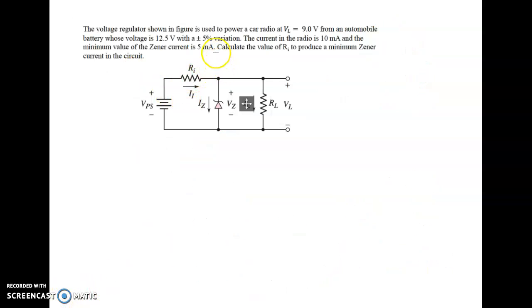Okay, now let's move to the last question. There is a voltage regulator. So given to power a car radio, your car radio is your load. So this is your car radio. Your source is the battery, so this is the battery. But the battery source fluctuates by 5% from the 12.5.